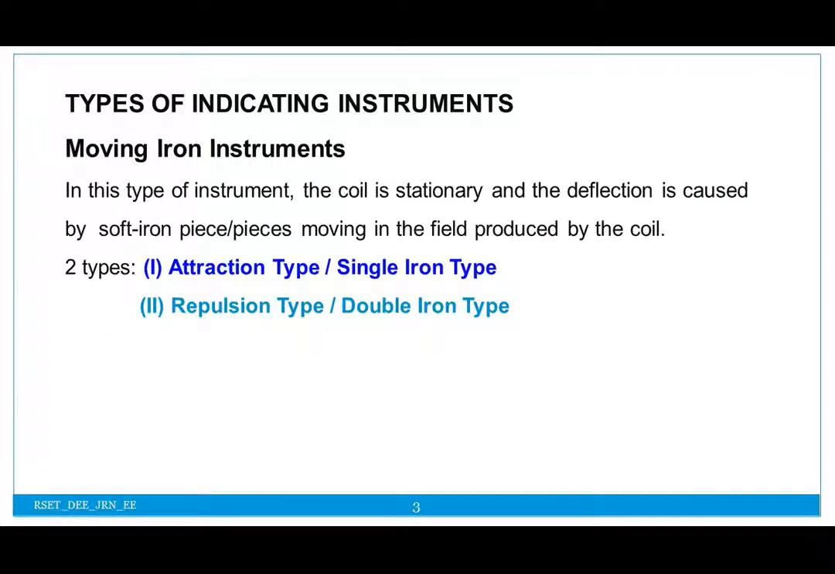Now, types of indicating instrument, this is a third type and is moving iron instruments, and in this type of instrument, the coil is stationary and the deflection is caused by the soft iron piece or pieces moving in the field produced by the coil. The coil is stationary and the iron part is moving. And you are having two types, attraction type, which is otherwise known as single iron type, and second type is called the repulsion type, otherwise known as the double iron type.